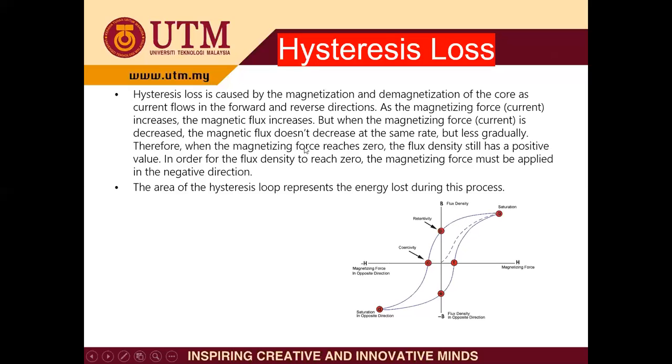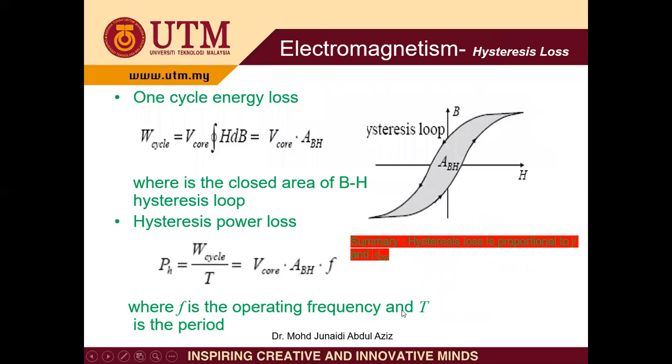Therefore, when the magnetizing force reaches zero again, the flux density still has a positive value at this point. Even though H is zero, we still have flux density inside the core. In order for the flux density to reach zero, the magnetizing force must be applied in the negative direction. So there is magnetization, demagnetization, and then again magnetization.